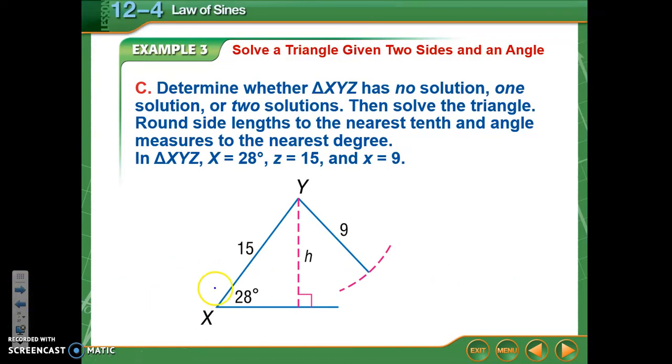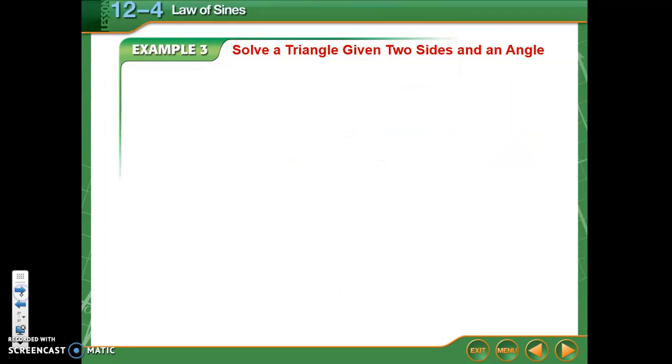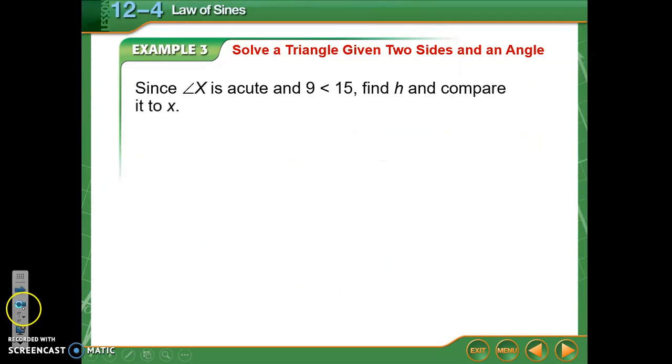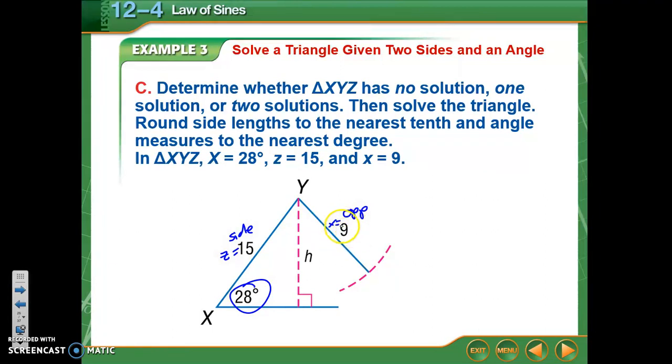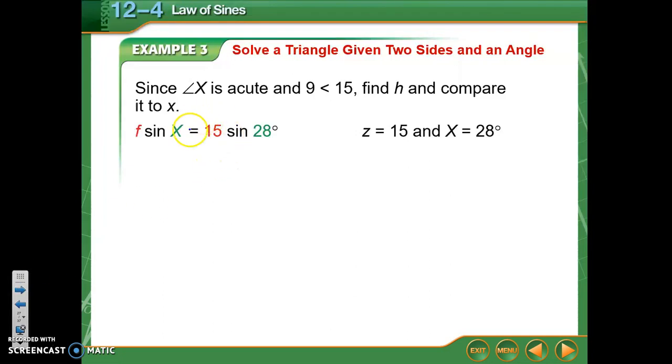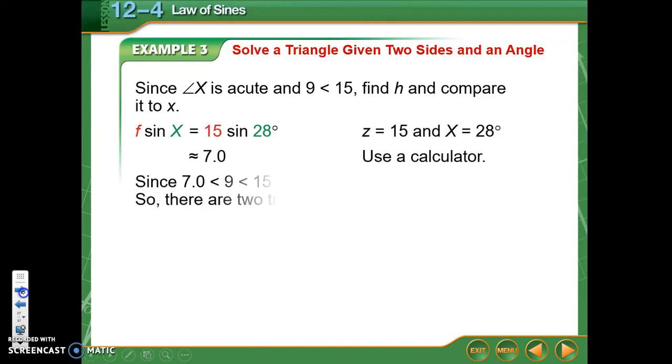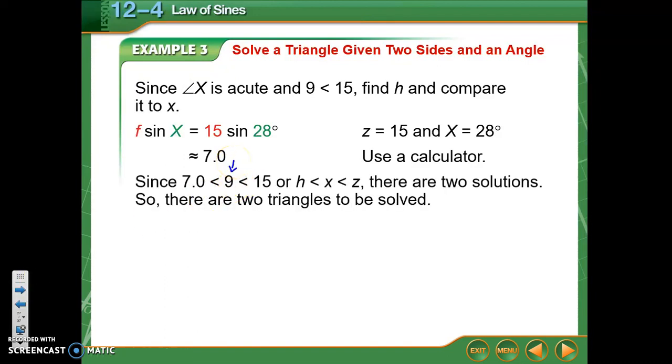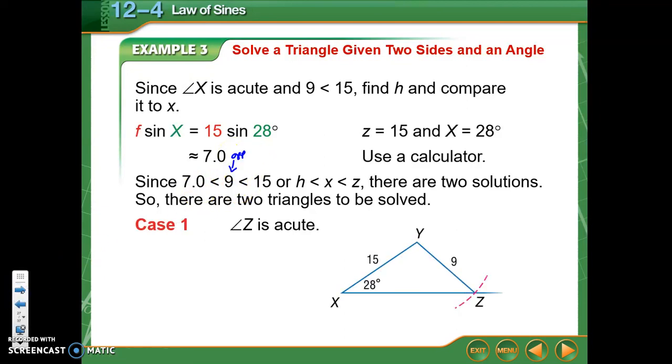All right, we're going to, as quickly as we can, see if we can get through the case of two solutions. So in this case, I'm given a 28-degree angle, an opposite side of 9, and my other given side is 15, which in this case is z is 15 and x equals 9. So x is acute, and I can see that my opposite side is less than my other side. So now I just have to compare it with the height. I do the height like I did in the last example, just set up a trig ratio, and I end up with a height of 7. So it turns out that my opposite side, this is the two solution case on your chart, is between those two numbers. So there are two triangles to be solved.